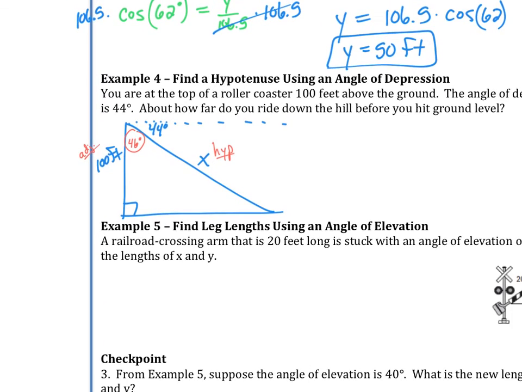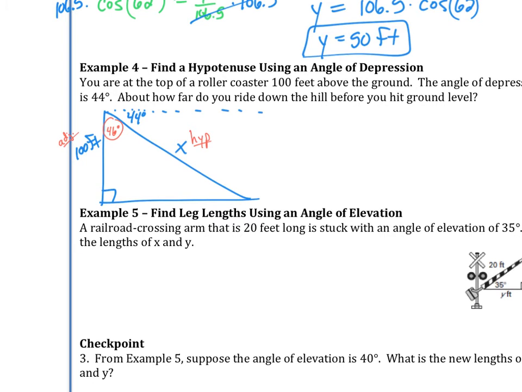So how do we solve this? About how far will you ride? So what uses the hypotenuse and the adjacent is the cosine. Cosine is adjacent over hypotenuse. So the cosine of 46 degrees is equal to 100 over x. So if we're going to solve this, we're going to put a 1 on the bottom. So cosine of 46 over 1 equals 100 over x. Remember, if x is in the bottom, we'll put a 1 on the bottom. Cross multiply will give us 100 equals x times cosine of 46.